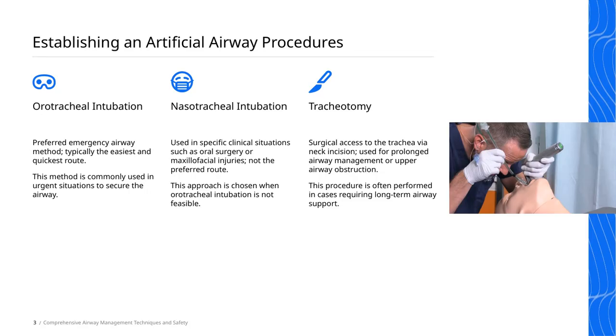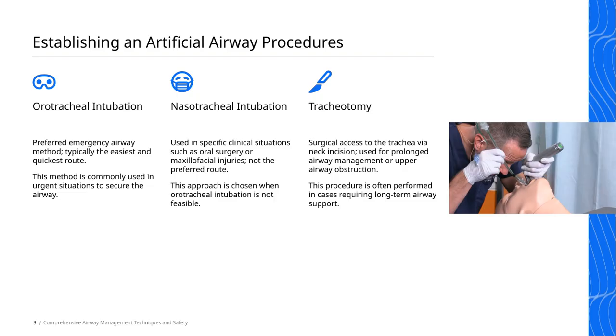Now, let's look at some of the key procedures for establishing an artificial airway. First, we have the tracheotomy, which involves making a surgical incision in the neck to access the trachea directly. This technique is often used when we need long-term airway support or if there's an upper airway obstruction that can't be managed otherwise. It's a crucial procedure for patients requiring extended ventilation.